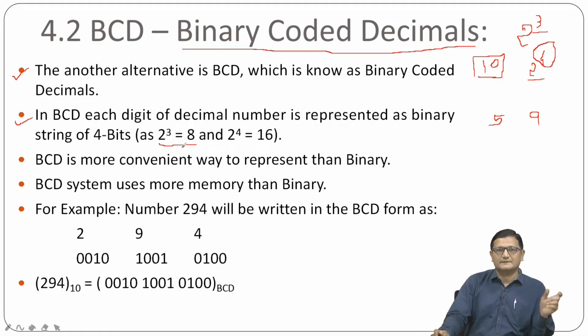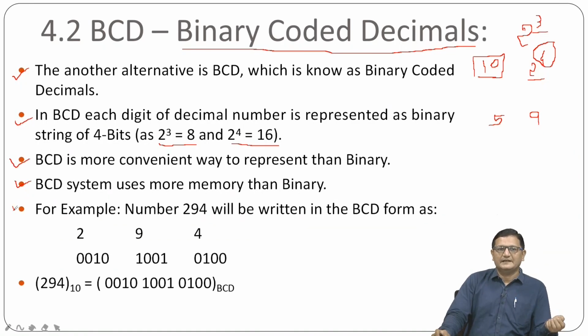But if you want to represent a single digit of the decimal number system in binary format, we know that the decimal number system has 10 symbols. So 3 bits are not sufficient, so we will use 4 bits, okay? BCD is a more convenient way to represent numbers compared to binary, right? BCD uses more memory. Obviously it will use more memory. How? We are just coming to this point.